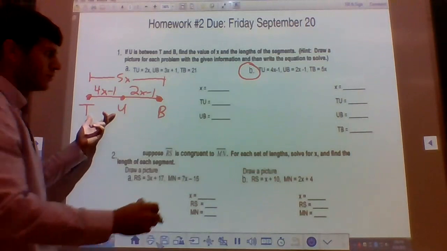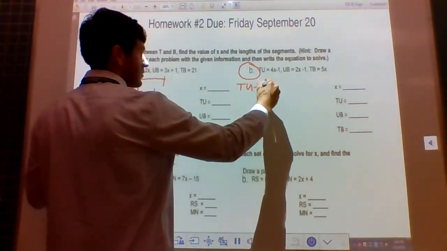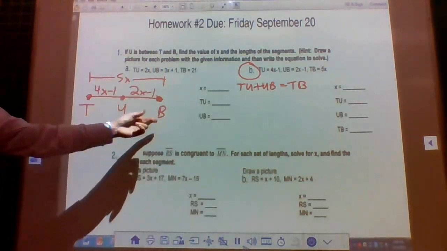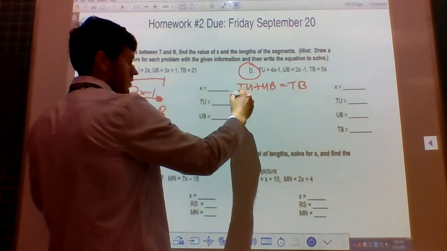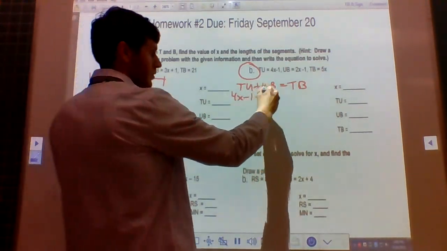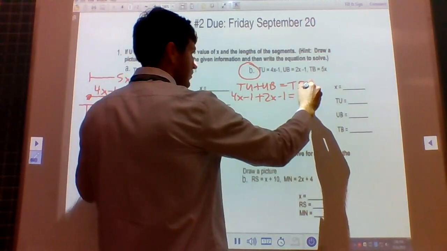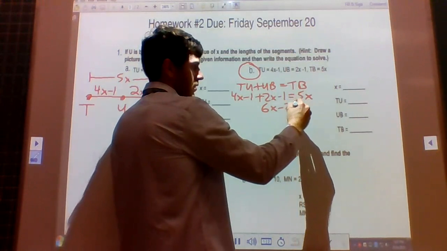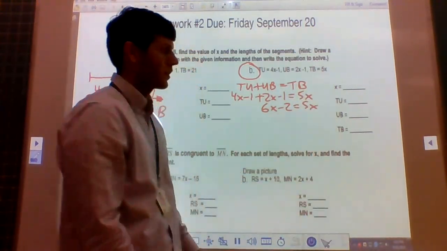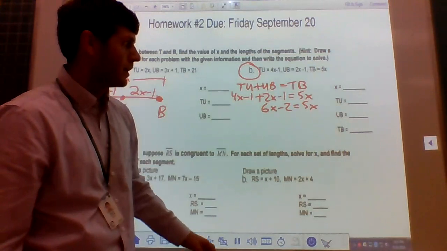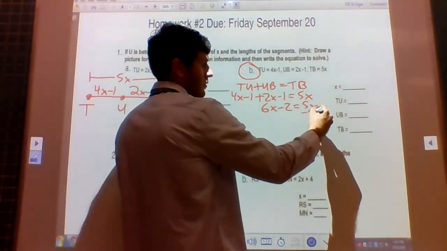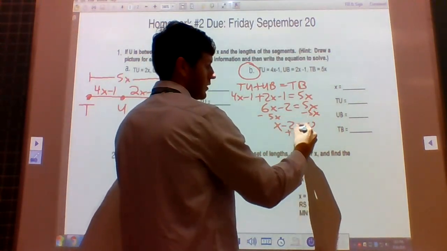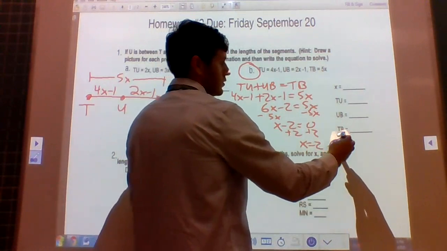So TU plus UB is going to equal TB, right? Part plus part equals the whole. TU is 4x minus 1. UB is 2x minus 1. And TB is 5x. Combine like terms, that's 6x minus 2. Okay. I like to keep my x's positive, so I would do minus 5x. That means x minus 2 equals 0, and then I would add 2 to both sides, so x equals 2.